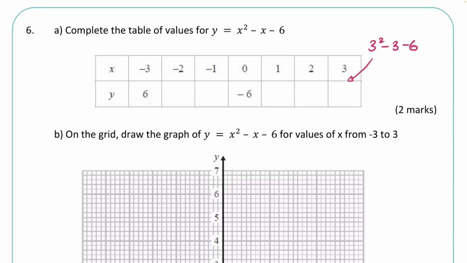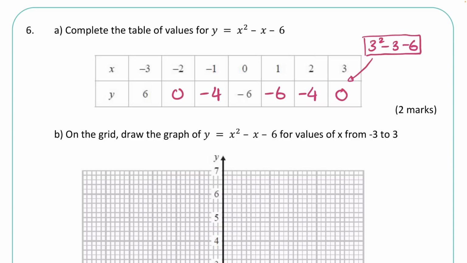So I'm just going to type in x squared minus x minus 6 into my calculator. And the starting number is negative 3, the end number is positive 3, and it goes up in steps of 1s. So just reading these numbers from my calculator, we have 0, negative 4, negative 6, negative 6 again, negative 4, and 0. And there we go. But of course, you can just use this substitution method.